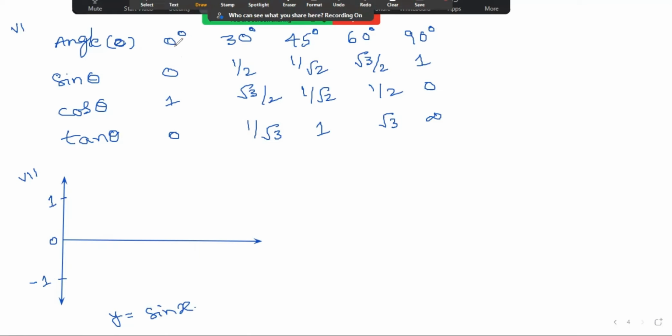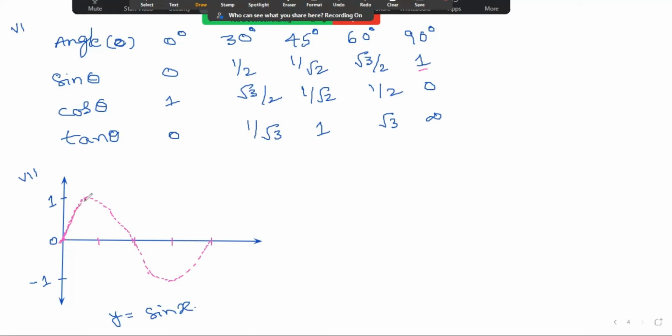And we know sine 0 is 0, so the starting point should be here. And it has maximum value at 90 degrees. So if we take 90, 180, 270, 360, like that, we have to draw this maximum value near 1. Then its minimum value should be around 180. At 180, it should be minimum.